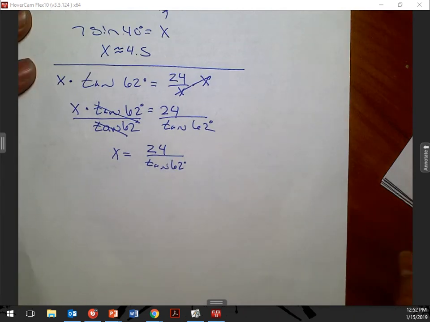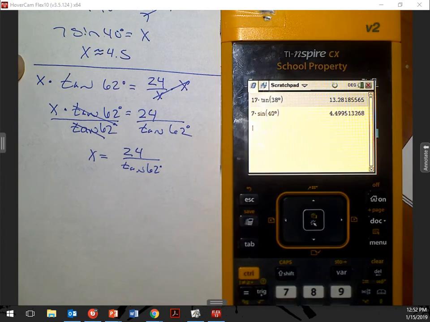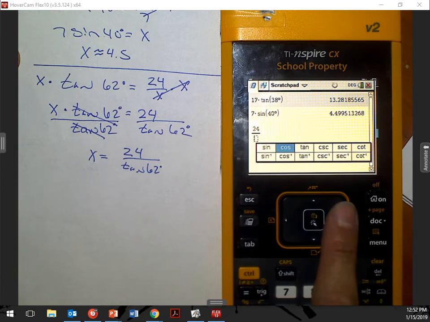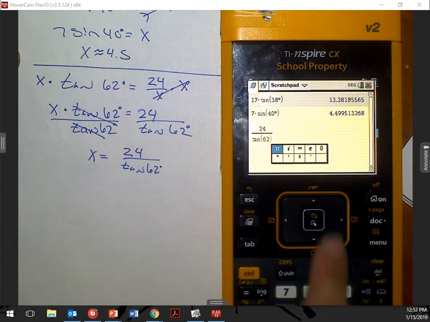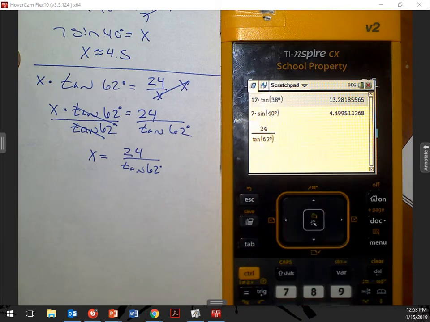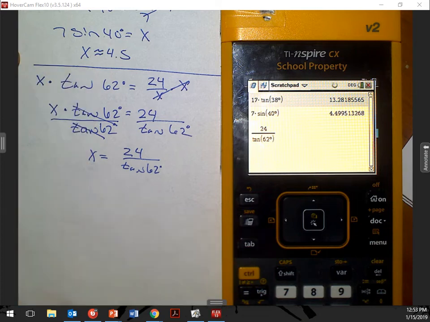Now, in my handy dandy calculator, how do we set up that fraction? Remember, control divide will set up the fraction for you. So it's 24 over tan 62 degrees. You could just divide it, it works out the same. I'm just trying to show you how to set it up. On occasion, you're going to have some complicated problems, and if you separate the fraction like this, it makes it easier.